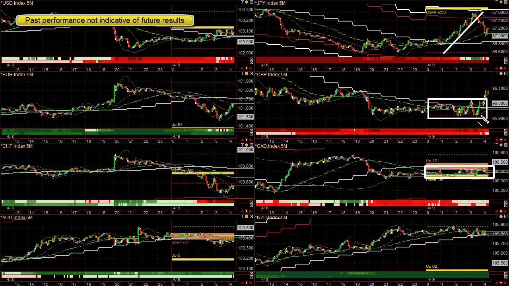Ideally, we want to find a currency above the hourly, above its point of control. Most of these are going sideways right now. The euro would be a good one because the longer term trend's up, but it's underneath its hourly moving average.